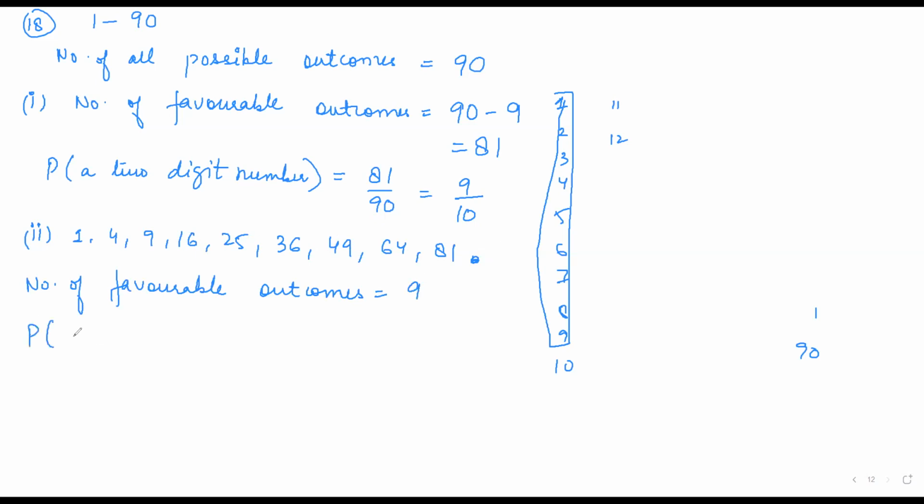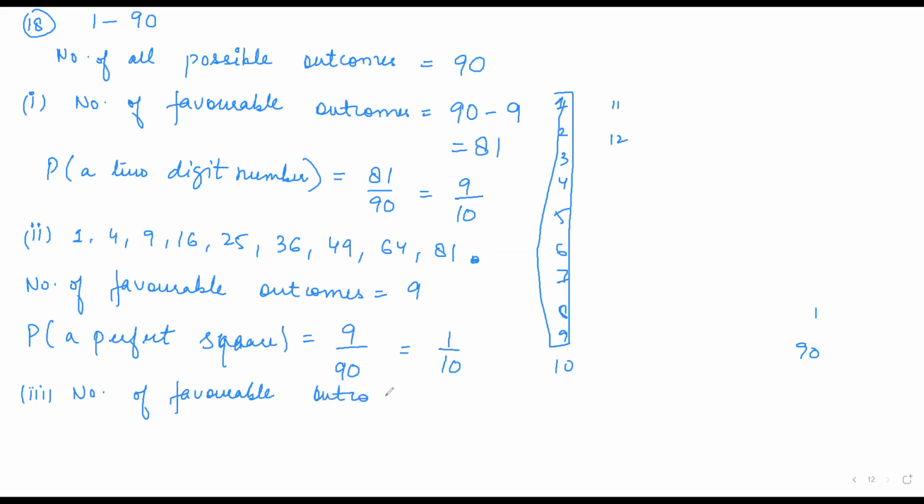So the probability of a perfect square is favorable outcome divided by total possible outcome. This is 1 by 10. Okay, third. Number divisible by 5. So please mention how many favorable outcomes. Number of favorable outcomes in this case. So the number should be divisible by 5, right? So you can write all the numbers, or you can do it this way. Like in first column, there are two numbers which are divisible by 5. Fine, Sarah?